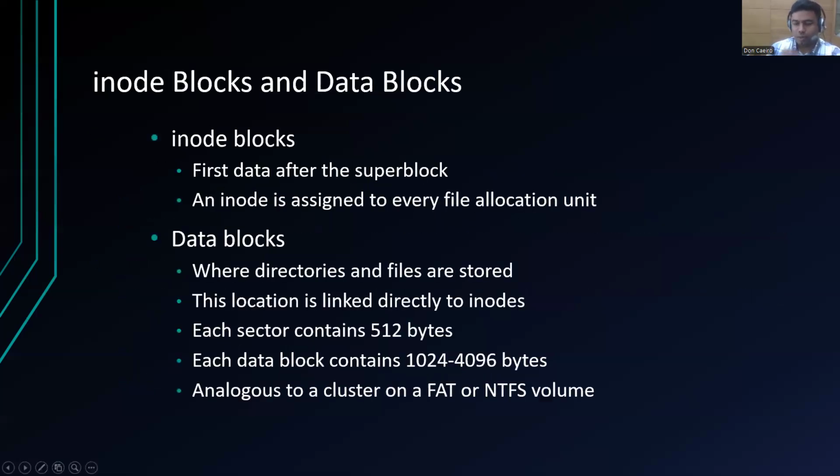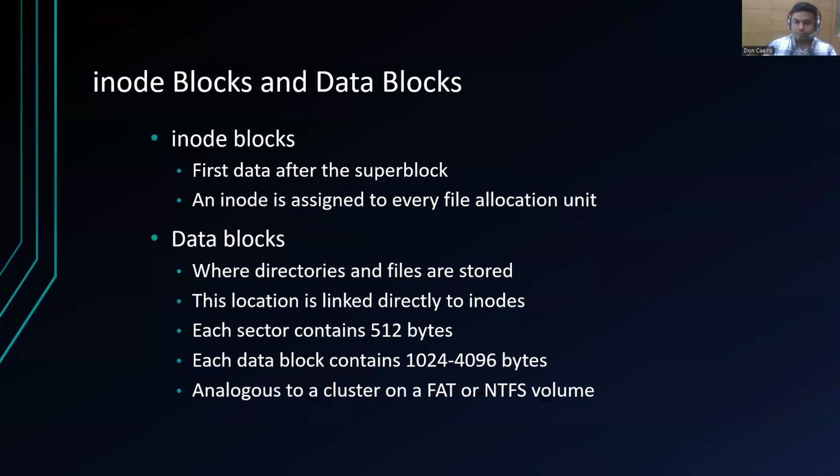Then we have the inode blocks and the data blocks. Inode blocks are the first data after the super block. Whatever data is found on the hard disk of a Linux operating system after the super block is called the inode block, and an inode is assigned to every file allocation unit. Data blocks are where all the files are stored, like the data area.